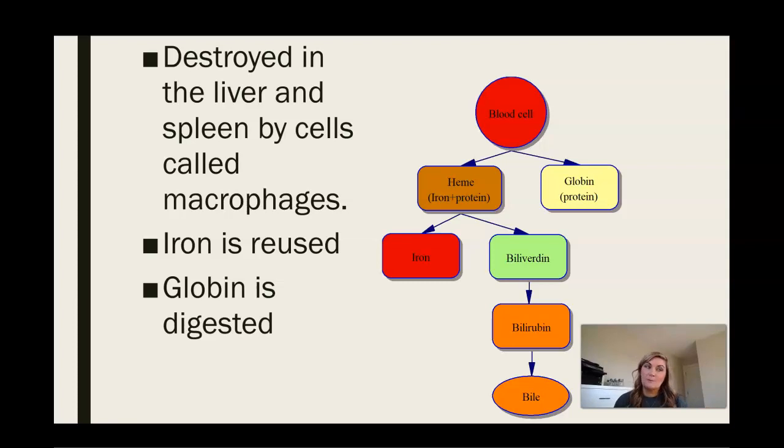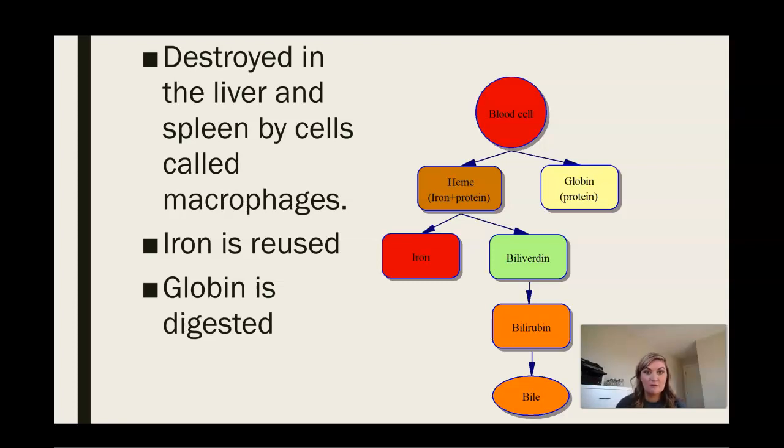All right. So what happens when that red blood cell has lived its lifespan? It's 120 days old and it is ready to retire. Well, it's going to be destroyed in the liver and in the spleen by cells that are referred to as macrophages. And so here, we're going to look at this. We have that red blood cell in the diagram. It's first going to be broken down by the macrophages and is put into two different parts or two different substances. You have the heme portion, which is going to be iron plus protein. The iron is going to go to the side. It can be reused. And then that protein is going to be turned into biliverdin.